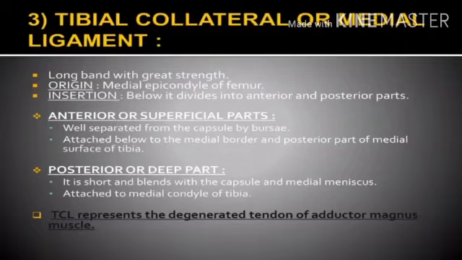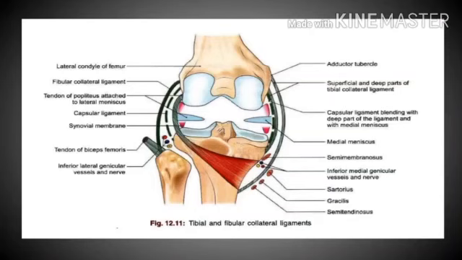It also covers the inferior medial genicular vessel and nerve, and the anterior part of the tendon of semimembranosus muscle, and is crossed below by the tendons of the sartorius, gracilis and semitendinosus muscles because its insertion occurs on the medial side.